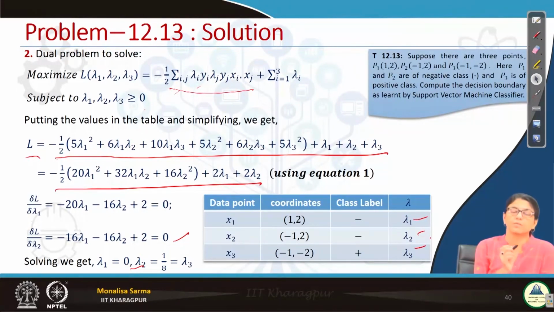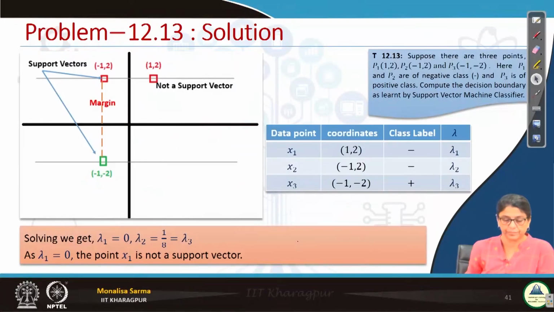If the lambda value is 0, that means that point is not a support vector. So my first point is not a support vector; the second and third points are my support vectors. Here, this is not a support vector because the lambda 1 value is 0. A value of 0 means it does not lie on the parallel line. So since it is 0, it is not a support vector. These two are the support vectors, but actually this is a bit trivial. Let's come to that later.